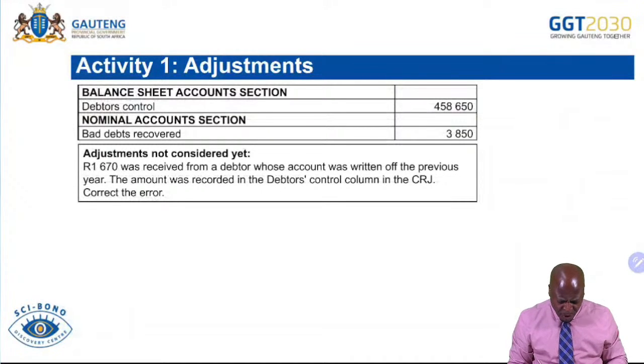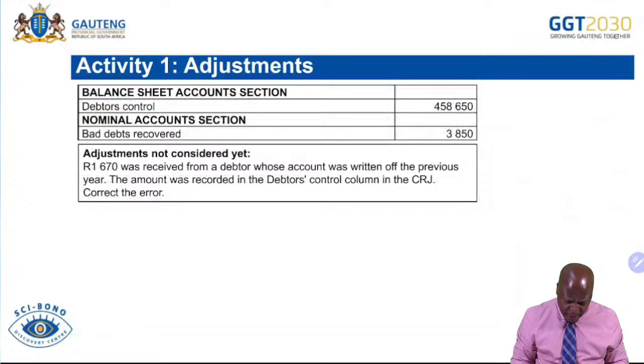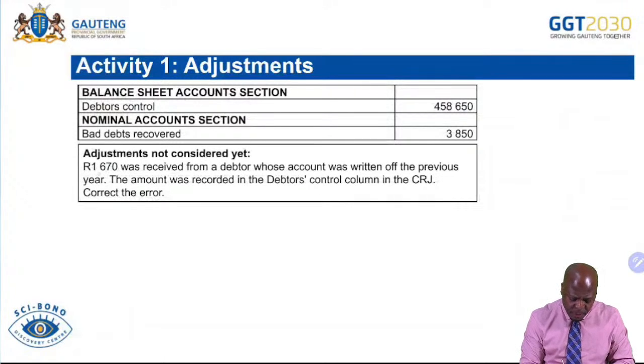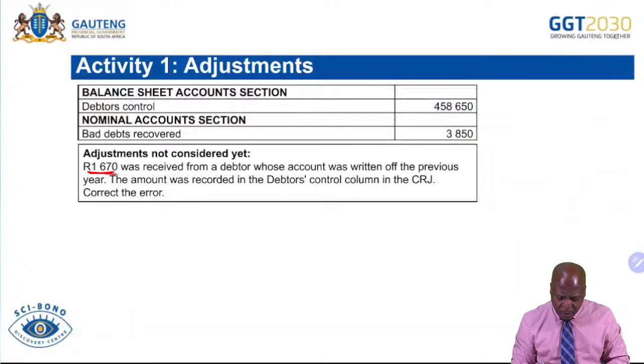Let's come on to this adjustment. It says 1,670 was received from a debtor whose account was written off the previous year. Okay, so when we receive an amount from a debtor whose account was written off, we know that is bad debts recovered. That is your bad debts recovered.